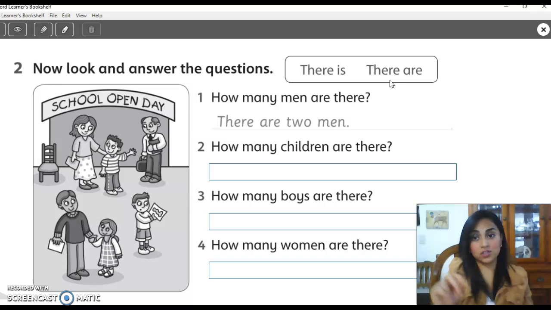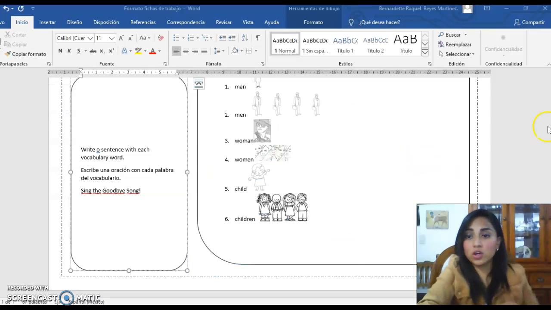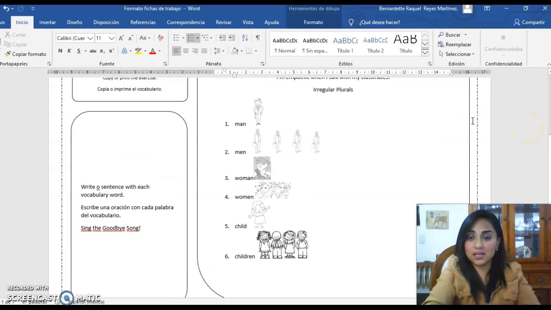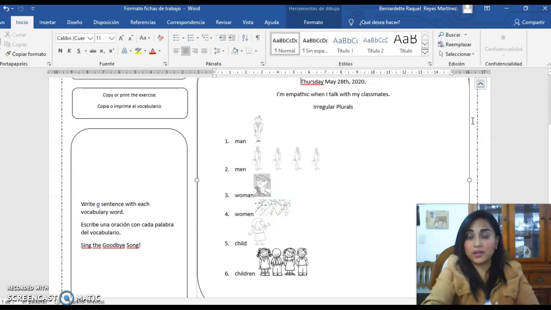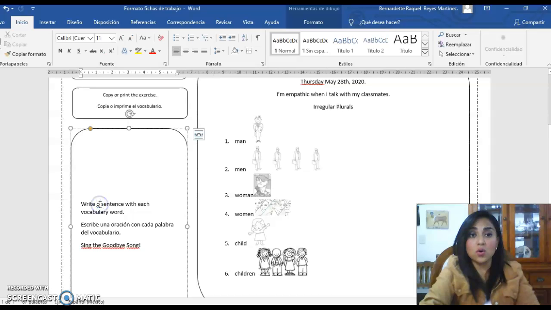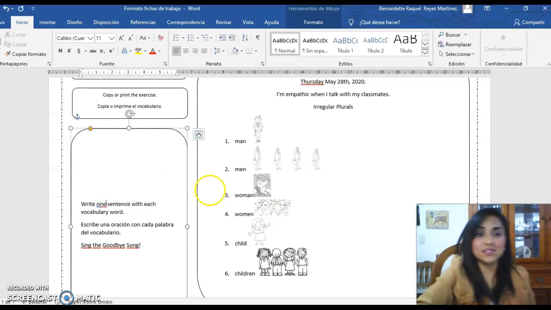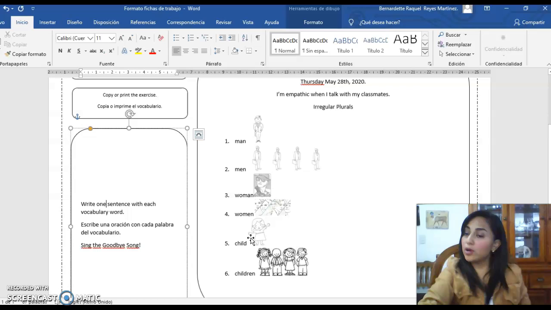So pay attention there. And finally, you are going to copy or print this vocabulary, okay? And when you finish, you are going to write one sentence with each vocabulary word, okay? Vas a escribir una oración con cada palabra del vocabulario.